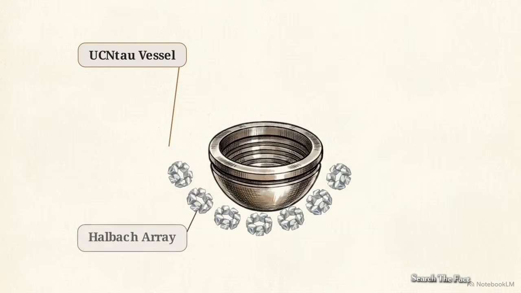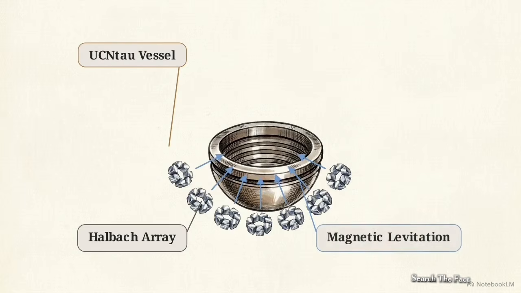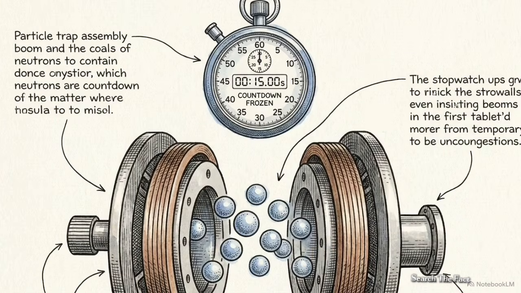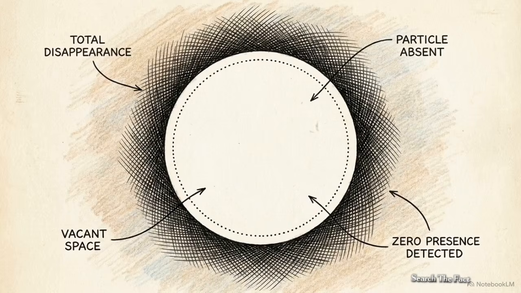Its walls are lined with a Halbach array of permanent magnets, generating an upward levitation field. Combined with Earth's downward gravity, the device effectively suspends the neutrons, confining them in the center without ever touching a physical wall. After loading the trap, researchers wait for a precise time interval, then count the surviving neutrons. Unlike the beam method, this bottle architecture ignores the decay debris. It strictly tallies what survives. It is a measurement of particle disappearance.